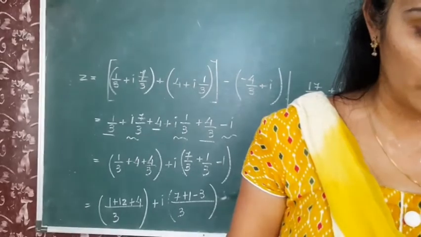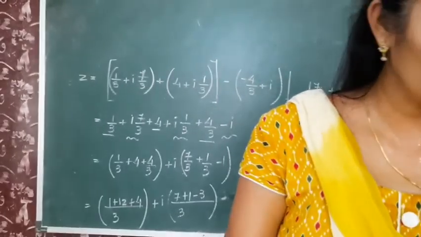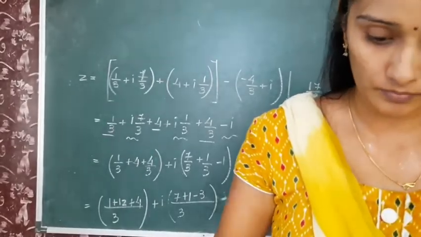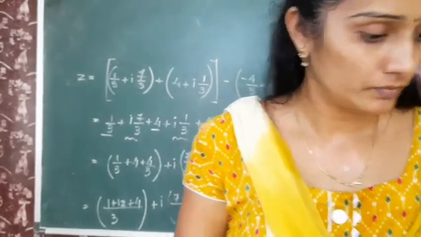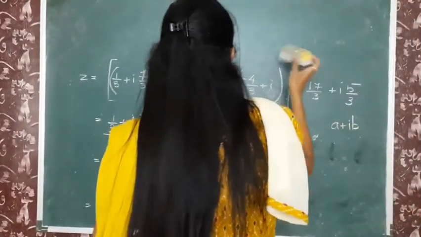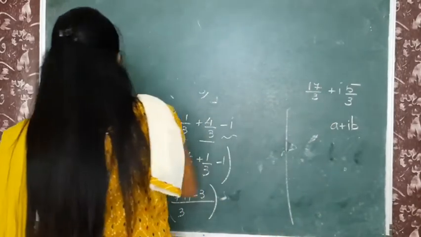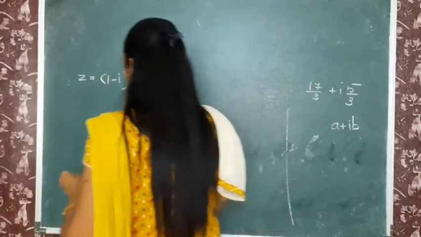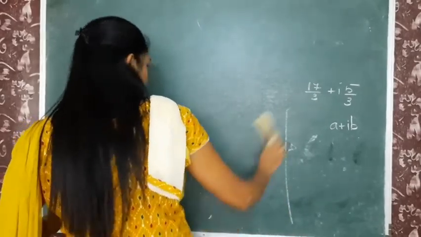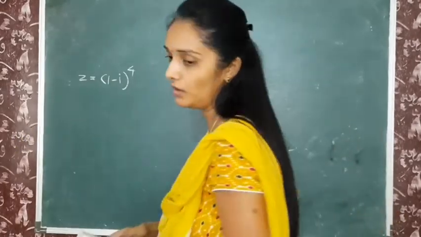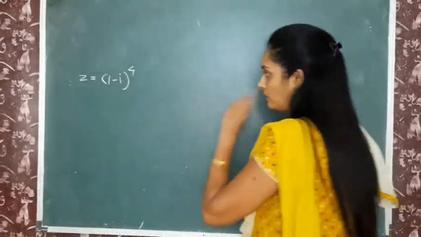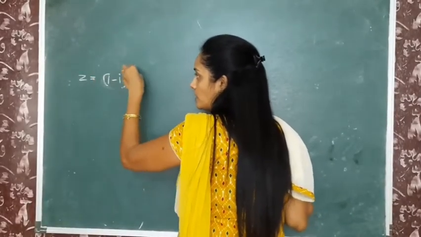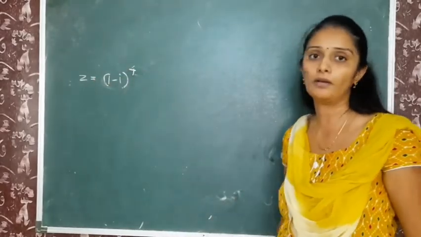Now next sum is 1 minus i whole raised to 4. Okay, we have to convert it into standard form, otherwise a plus ib form. If like this, then it is a standard form. But 1 minus i raised to power 4, so we have to remove power 4.